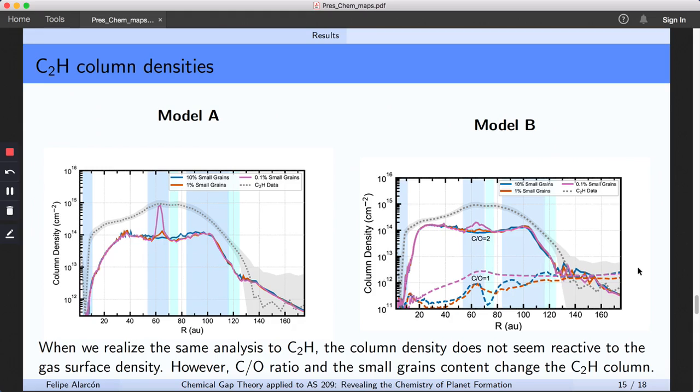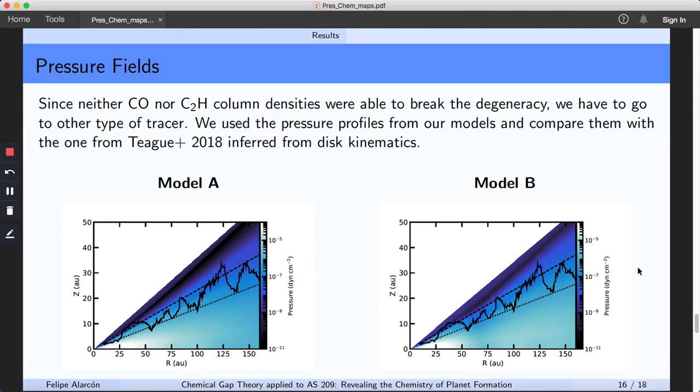Also, we see that it will be sensitive to the small grains content within a factor of one order of magnitude, but that's still significant. So even though we cannot solve this degeneracy between CO processing or a gas gap, we can see that C2H will give us constraints about the C/O ratio in the disk and the amount of small grains.